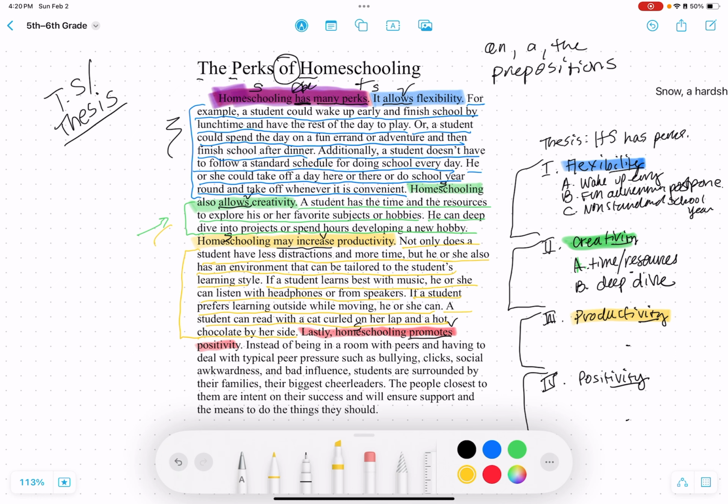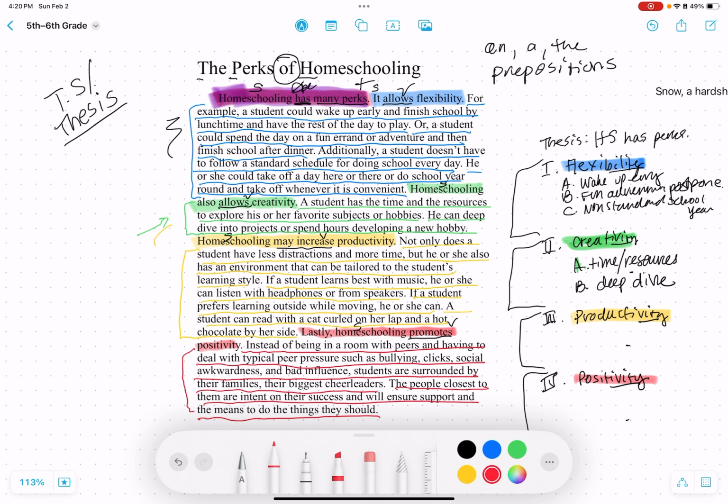And then lastly, our last point is about positivity. And everything from here until here will be about positivity if it's organized correctly. Let's see. Instead of being in a room with peers and having to deal with typical peer pressure such as bullying, cliques, social awkwardness, and bad influence, students are surrounded by their families, their biggest cheerleaders. The people closest to them are intent on their success and will ensure support and the means to do the things they should. So it doesn't have to say positivity.